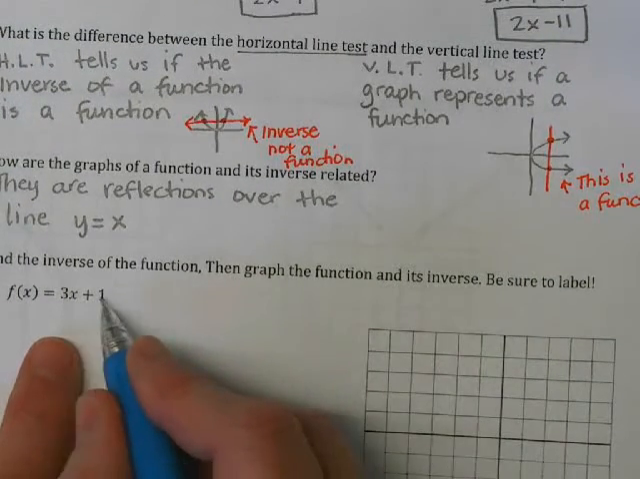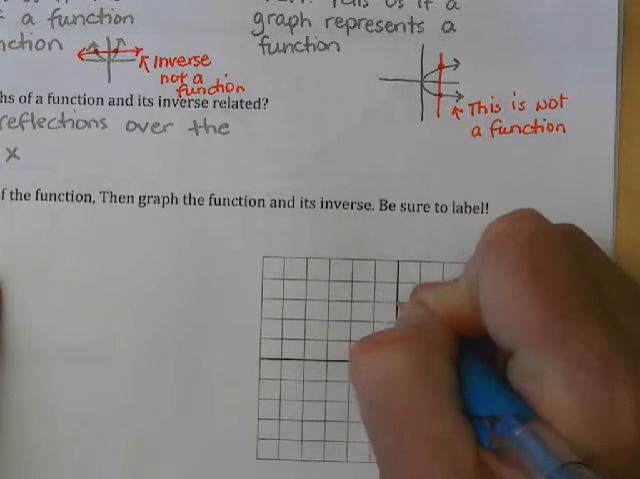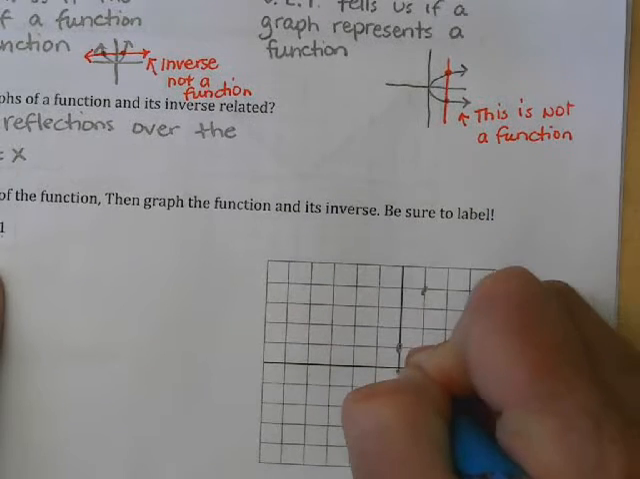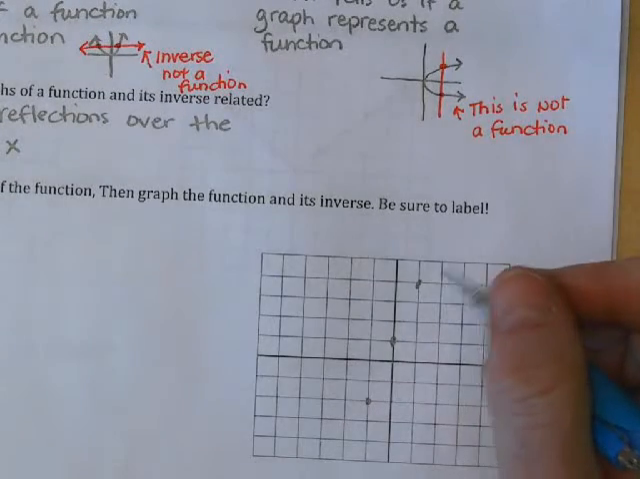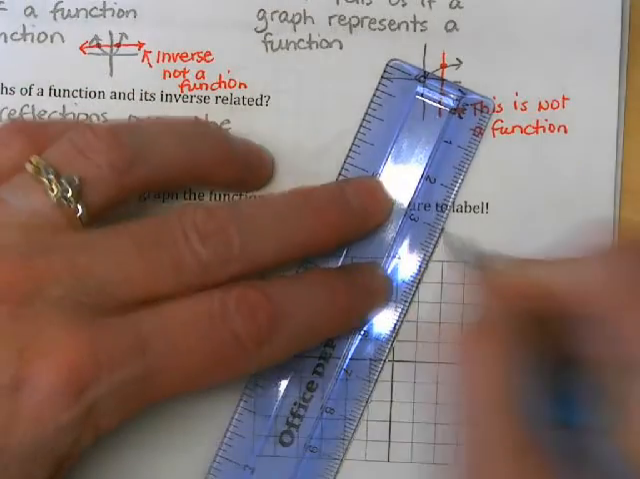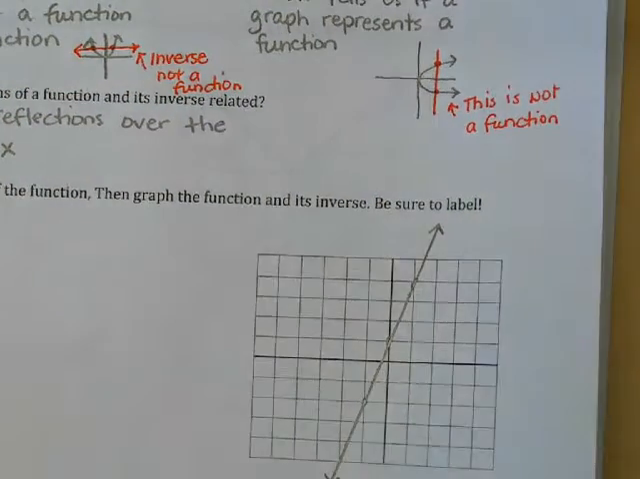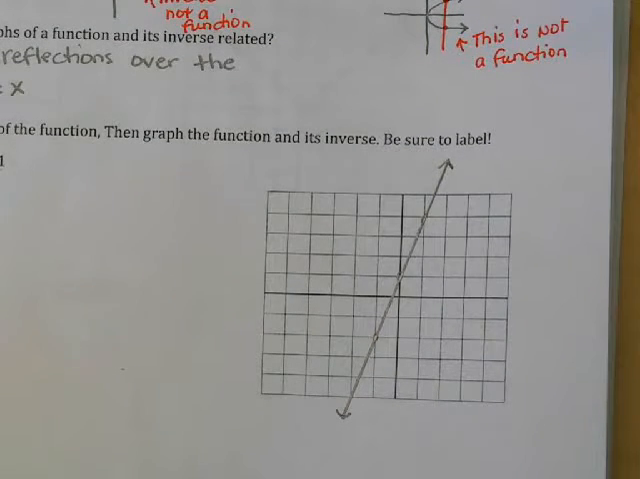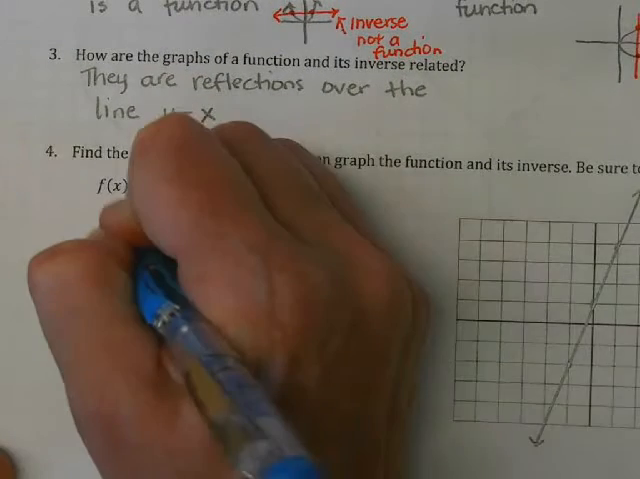The slope is 3, the y-intercept is 1. So I'm going to go to 1, up 3 over 1. I'm going to go down 3, back 1. That's the original function. It passes the vertical line test, so it's a function. It also passes the horizontal line test, which tells me that its inverse will also be a function. So let's find its inverse.